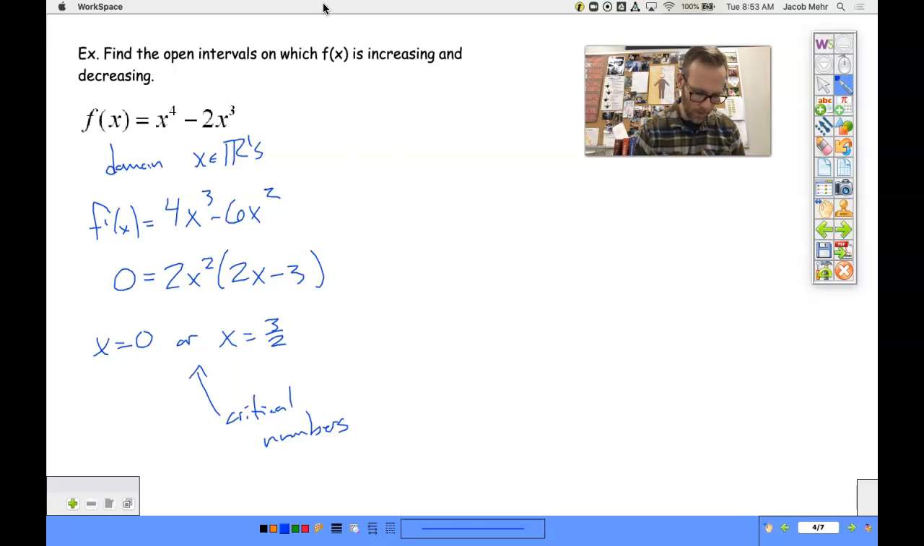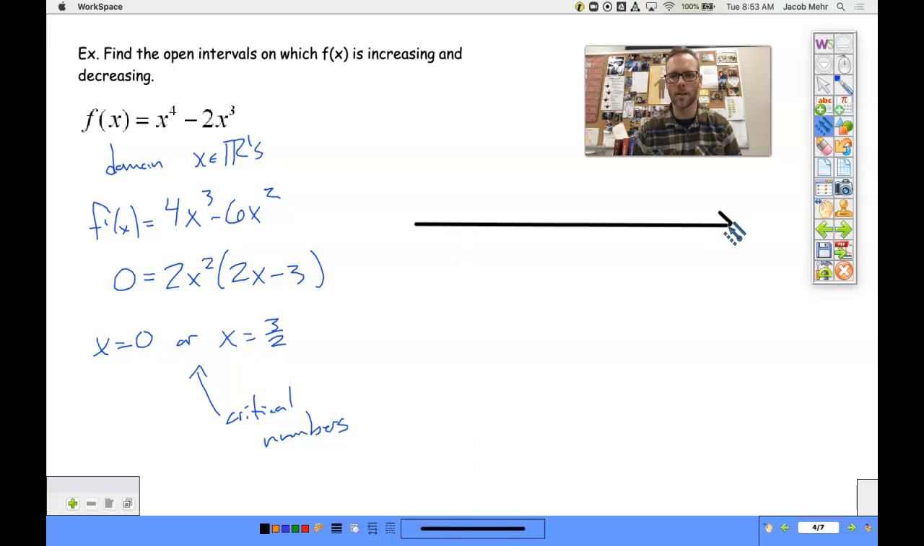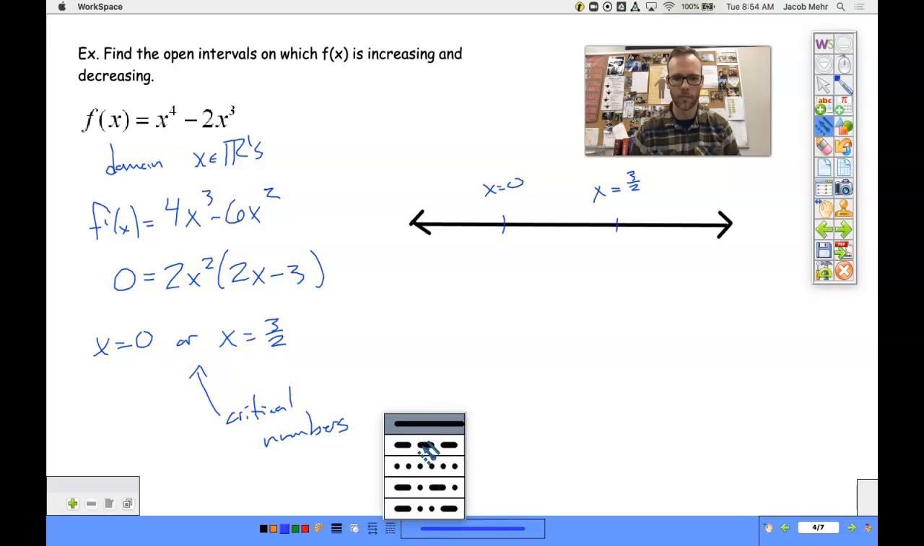Okay. So the way I like to do this then is I like to draw a number line. It's kind of like the x-axis. And I put my critical numbers or values that aren't in the domain on this axis. So let's call this x equals 0. And let's say x equals 3/2 is right there. So I've split it into 3 intervals here.